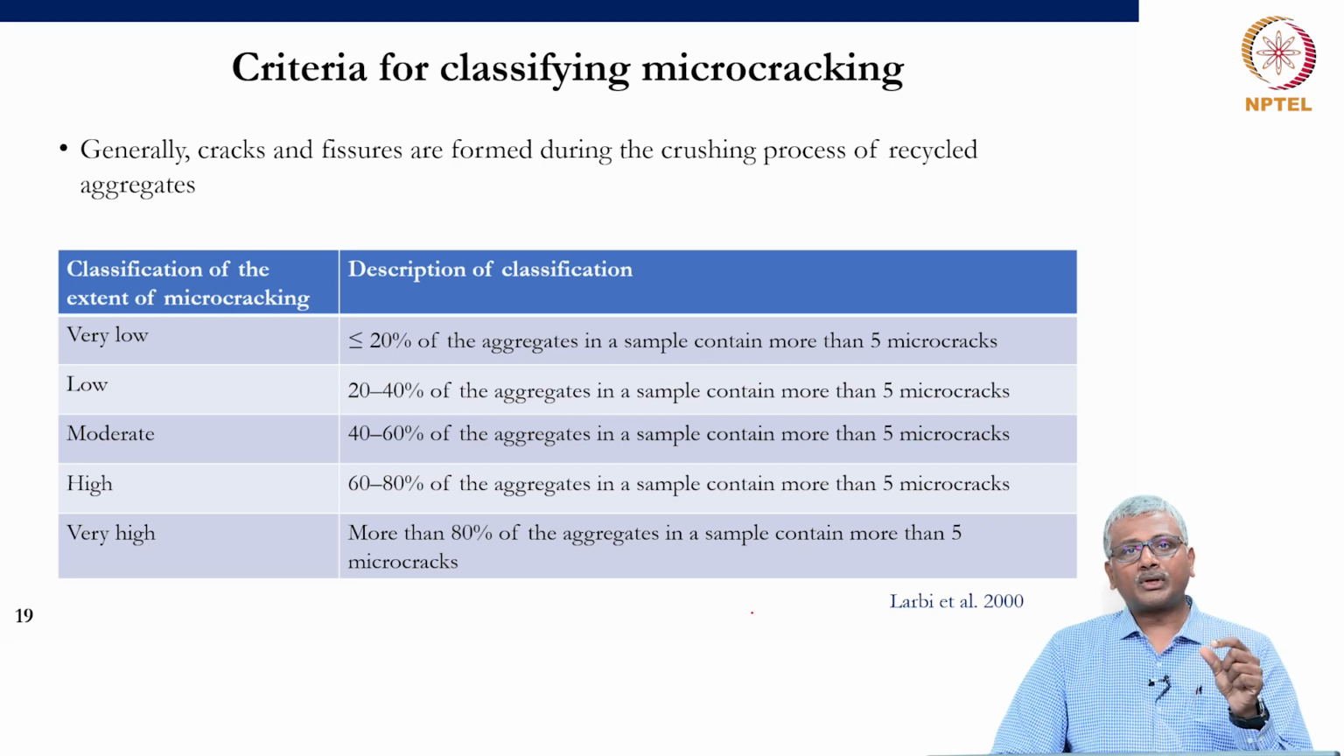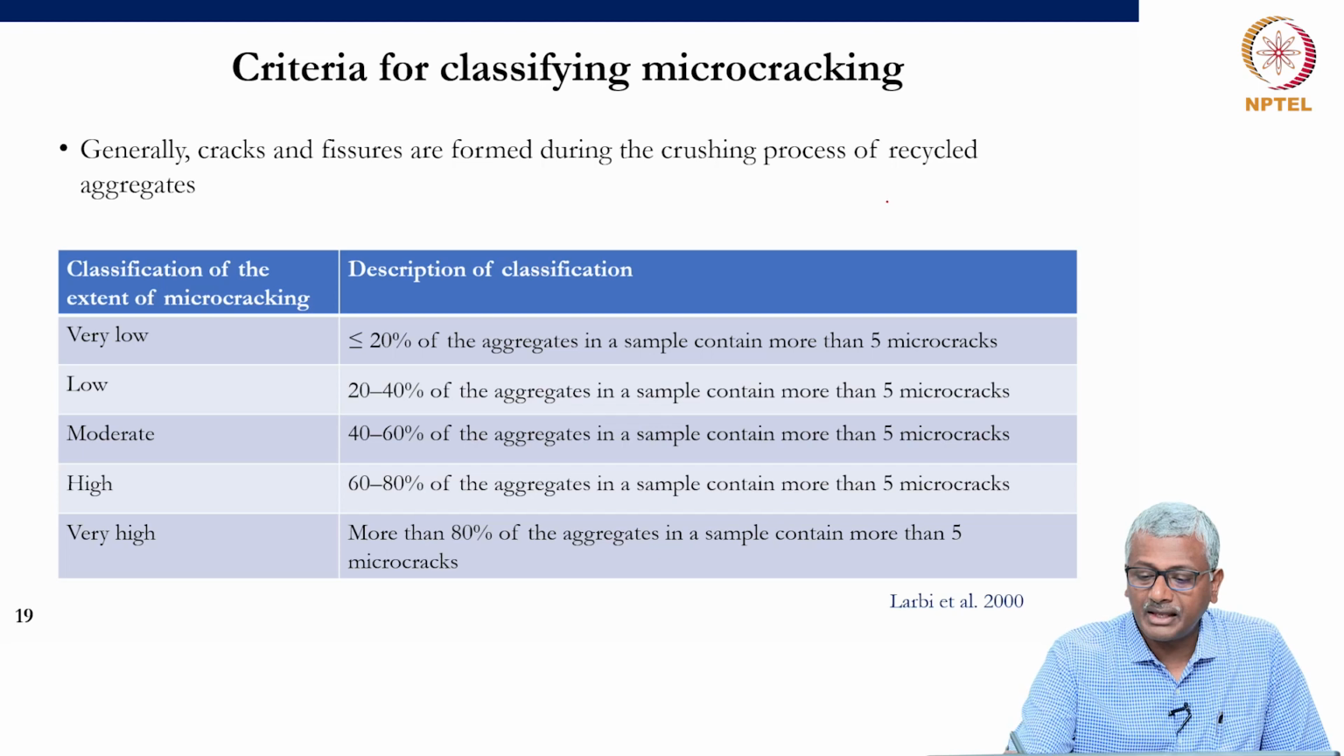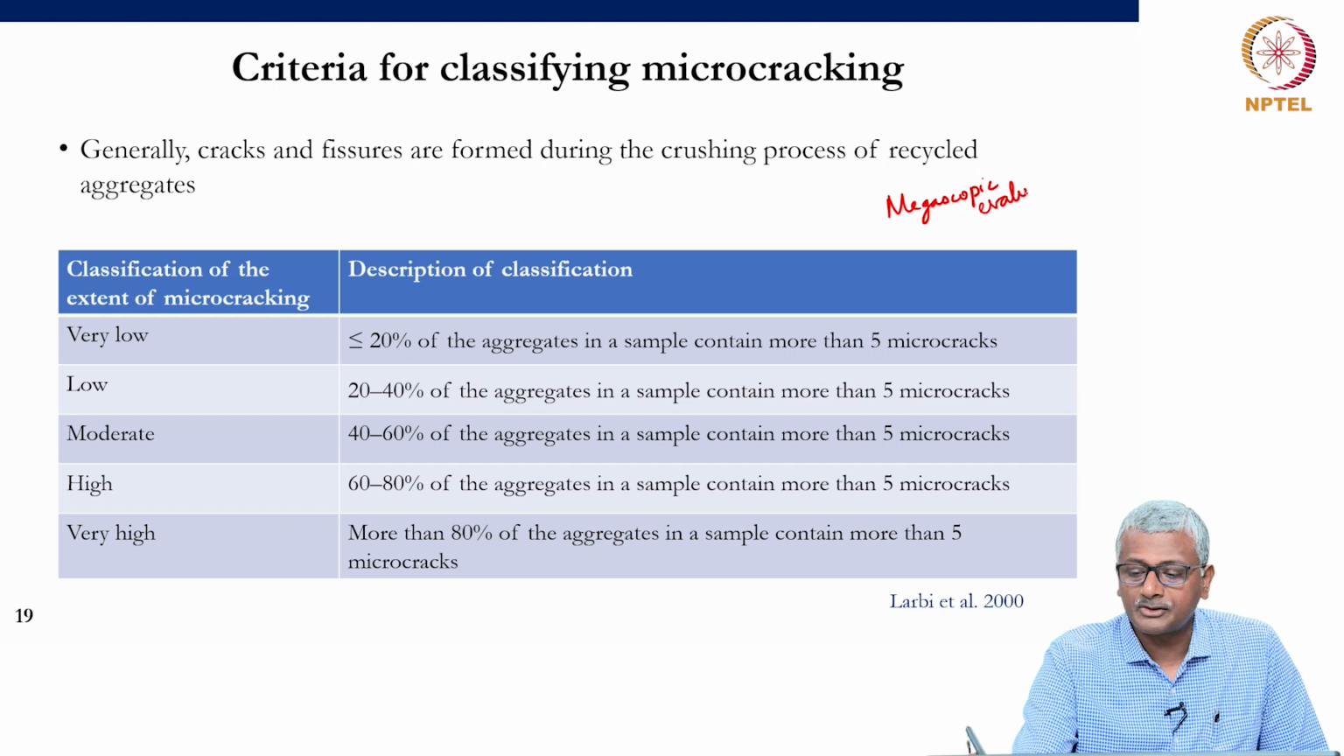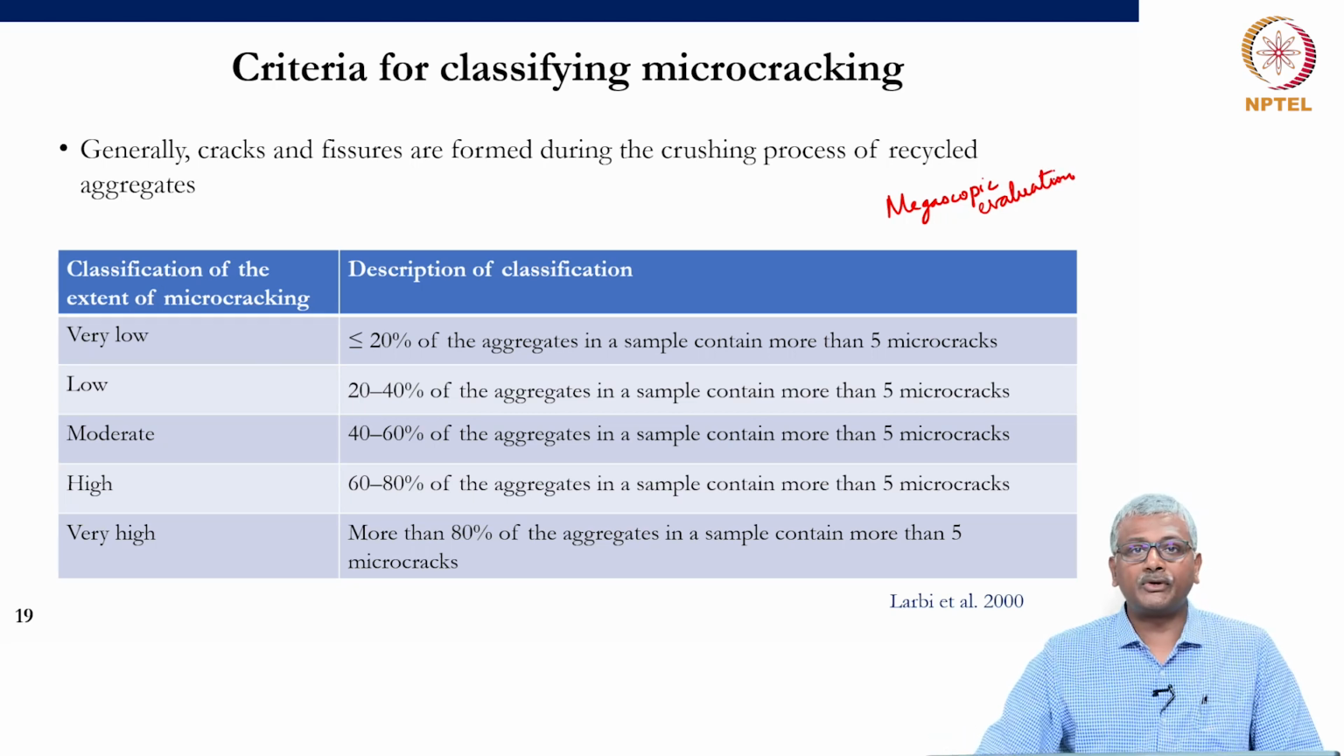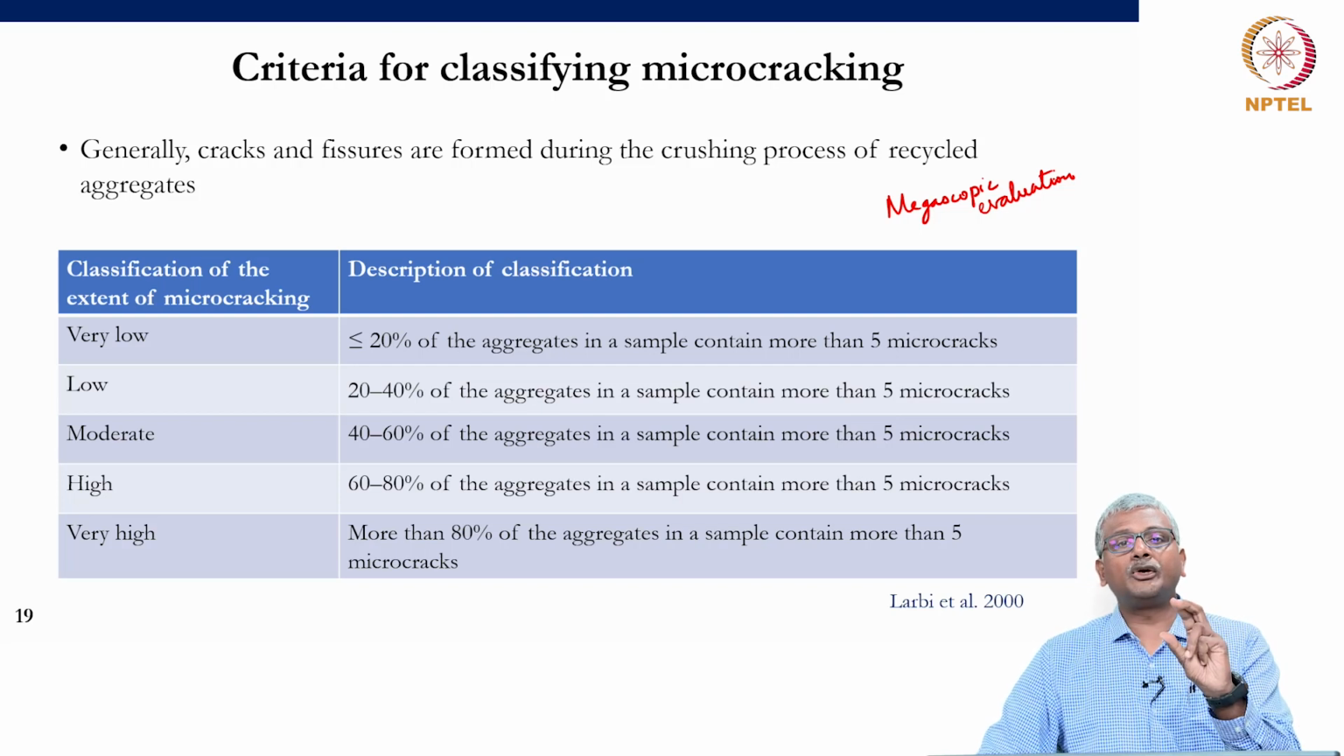Now, you can also classify the aggregates based upon the extent of damage that the aggregate has incurred during the crushing process. When you start crushing the aggregate, cracks and fissures may form in it. Depending upon the amount of cracking, as you can see from this table, you can classify the extent of micro cracking in the aggregate as very low, low, moderate, high or very high. All of this is done with the help of what is called a megascopic evaluation of the aggregate. What is megascopic evaluation? Basically, it means that you are visually observing aggregate and trying to classify its characteristics.